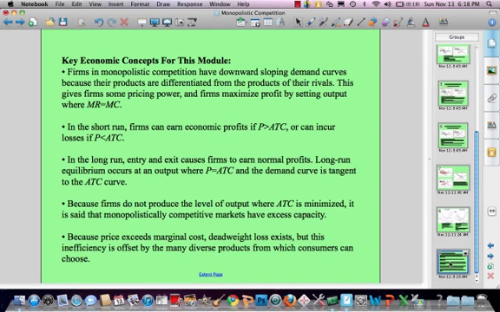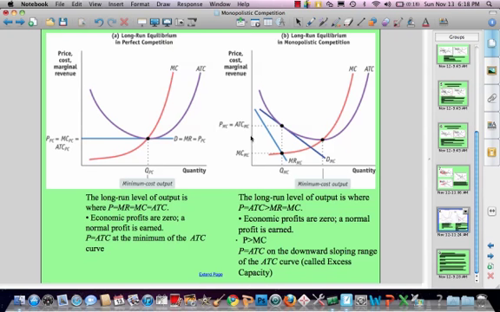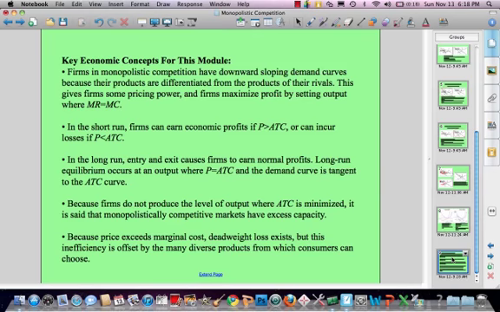Again, like a competitive market, in the long run, entry and exit causes firms to earn normal profits. Long-run equilibrium occurs at an output where price equals average total cost and the demand curve is tangent to the average total cost curve. This is an important one to remember because that is a distinction between long-run equilibrium in perfect competition and long-run equilibrium in monopolistic competition.